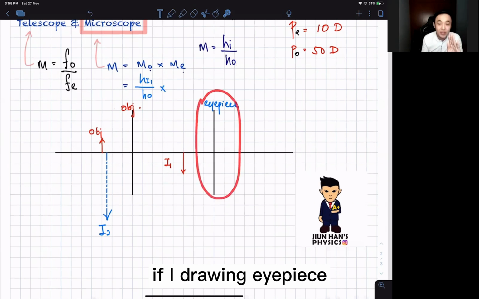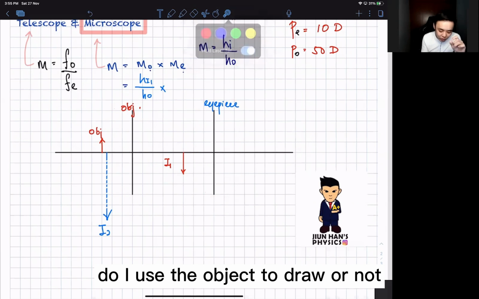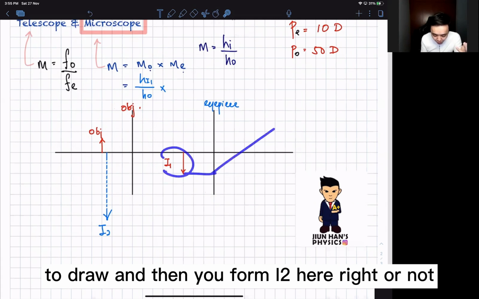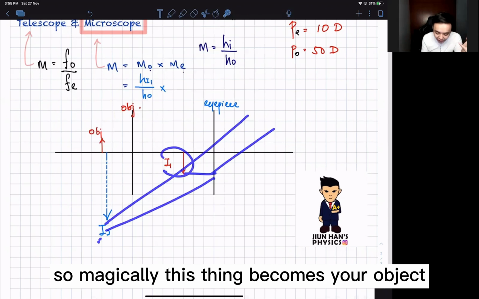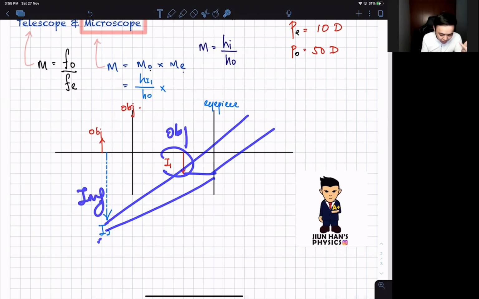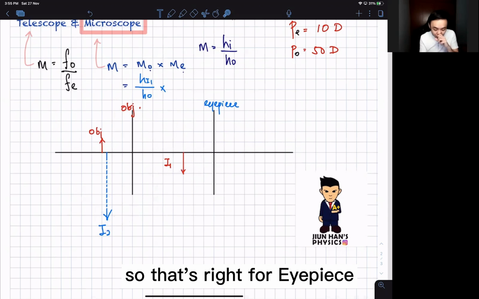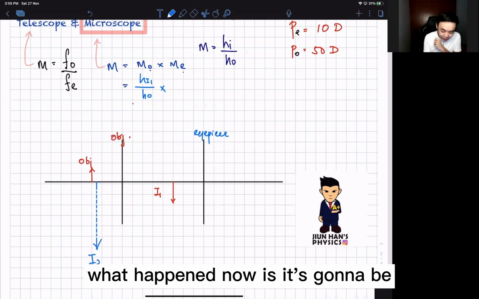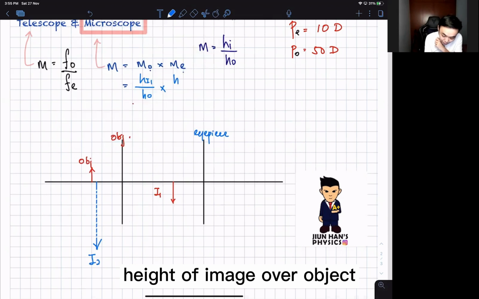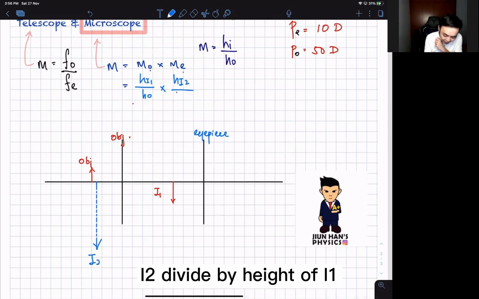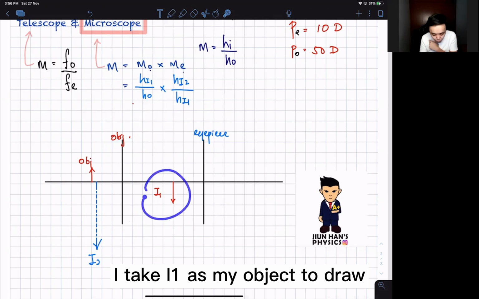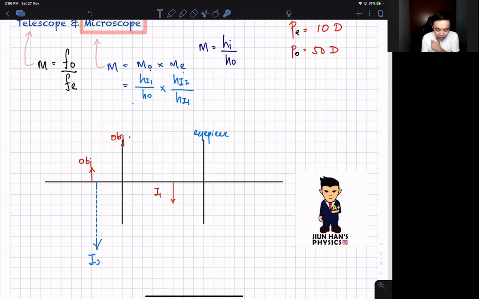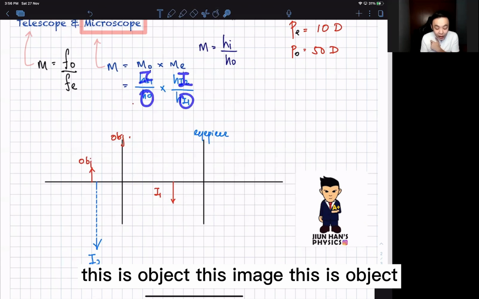But now think about this. If I'm drawing the eyepiece, which one is the object? Do I use the original object to draw or not? You don't, am I right? You are using I1 to draw, and then you form an I2 here. So magically, this becomes your object, and this becomes your image. Do you get what I mean? It's a different perspective. So for the eyepiece, it's going to be height of image over object. My image is I2 divided by height of I1, because now I take I1 as my object to draw I2. This is object, this is image. Just that we are looking at different lengths.